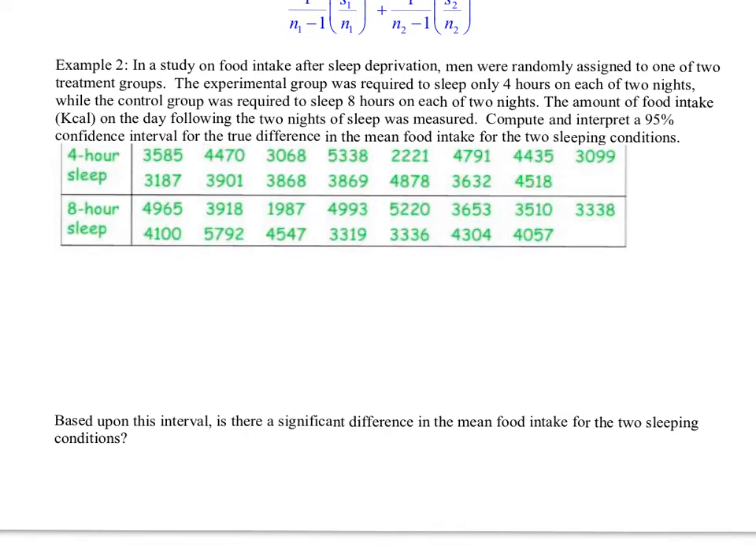Okay, in example 2, there's a study on food intake after sleep deprivation for men who were randomly assigned to one of the 2 treatment groups, so either 4 hours of sleep or 8 hours of sleep. The amount of food intake was measured, and now we are supposed to compute and interpret a 95% confidence interval for the true difference in the mean food intake for the 2 sleeping conditions.